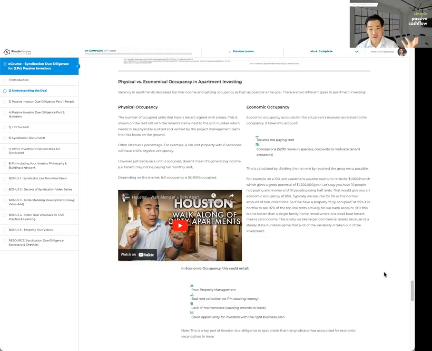So again, you can have a 92% occupied building, but if only 80% of them are paying, your economic occupancy is really the question to ask, right? I don't care how many leases, whatever, how many of the rents that we should be getting, the gross potential, are we really getting at the end of the day? Both are indicators of health, and I think passive investors look at them, but I just wanted to point out the difference between the two.